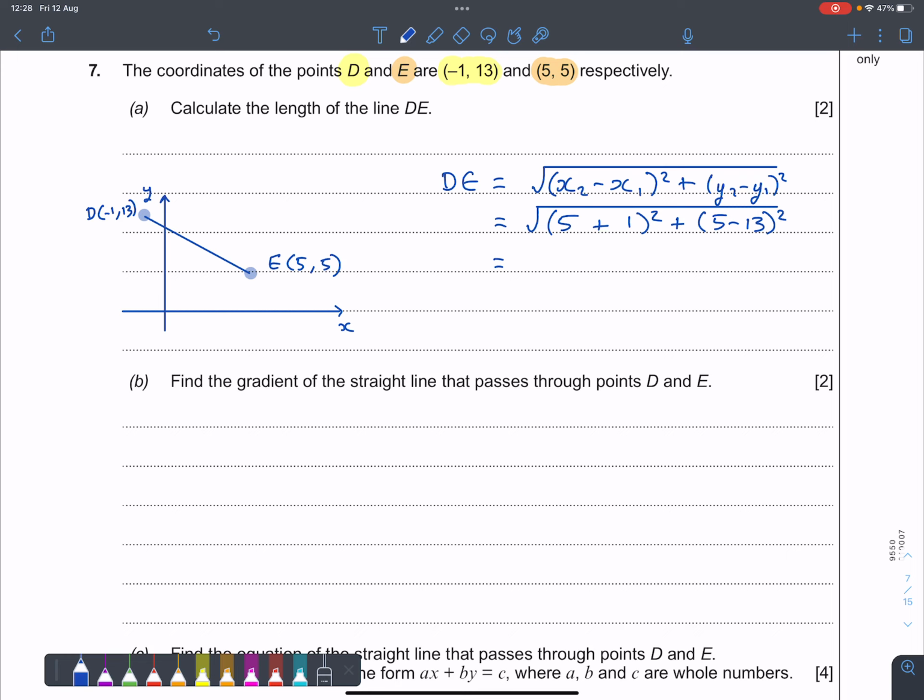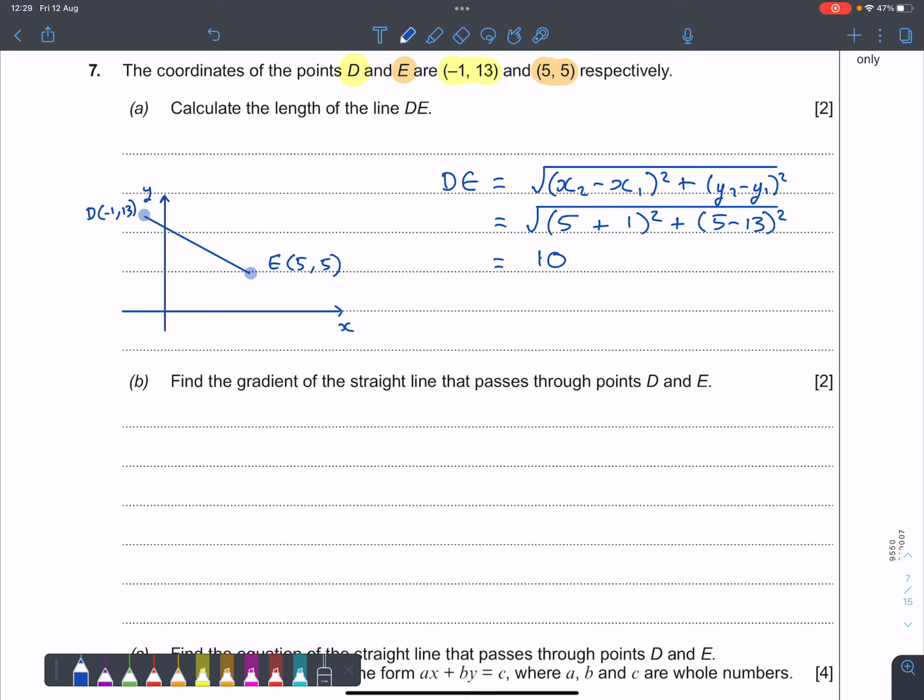You can do this on your calculator if you like. So this is the square root of (5 plus 1) all squared, plus (5 minus 13) all squared, which is root 100, which is 10. So this is 10. I don't need to put units on because there's no units in the question.